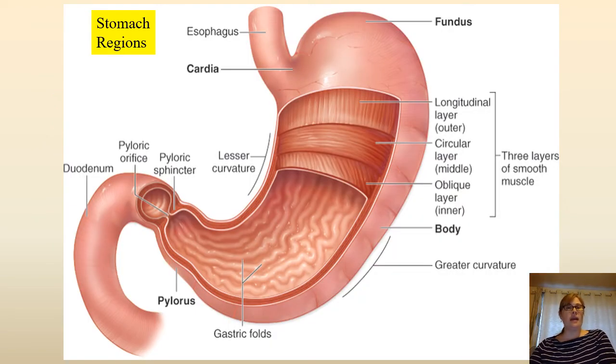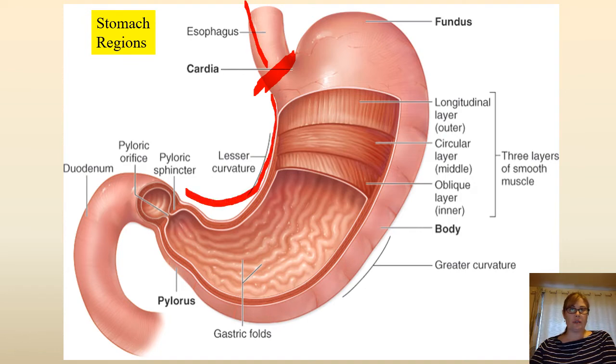This slide is depicting the stomach again, so we can see these gastric folds, which I called rugae. Then we have our esophagus here. This right here would be the gastroesophageal sphincter. And here is our lesser curvature. Here is our greater curvature.